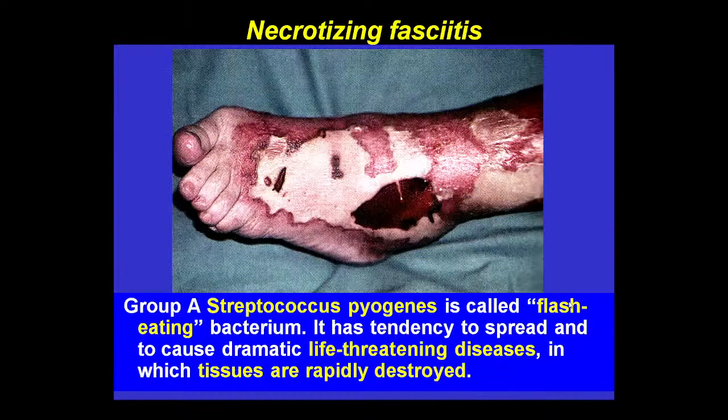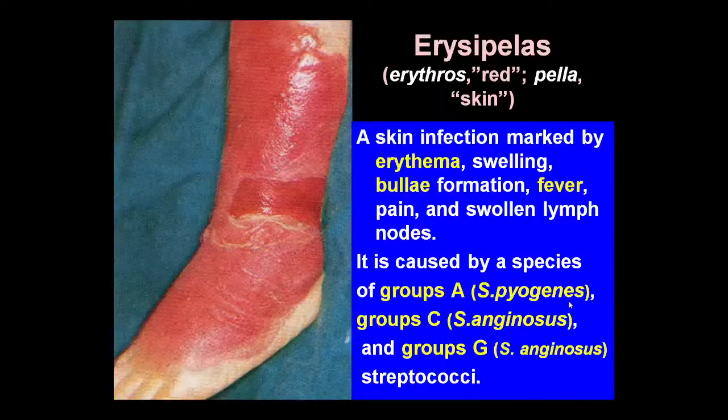Some examples of suppurative infections. This is necrotizing fasciitis. Regarding the ability to spread rapidly in the body, Streptococcus pyogenes, also called group A Streptococcus, is known as flesh-eating bacteria because of its tendency to spread and cause dramatic, life-threatening disease.